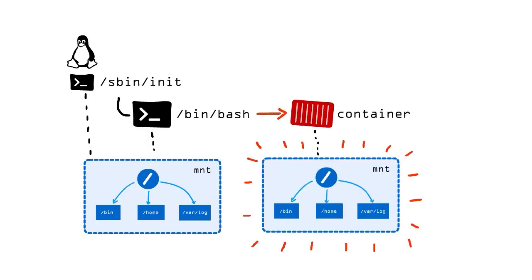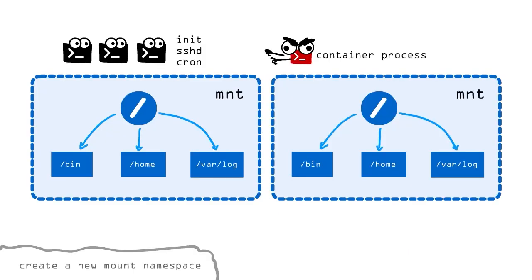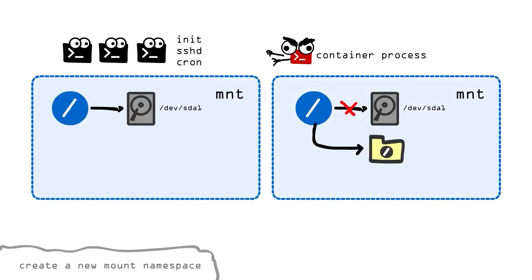So what we like to do is to create a separate namespace, therefore a separate mount list, and manipulate this new mount list. After we created the new mount namespace, we have to switch our new root. So it's not the old file system anymore, it's the container folder.